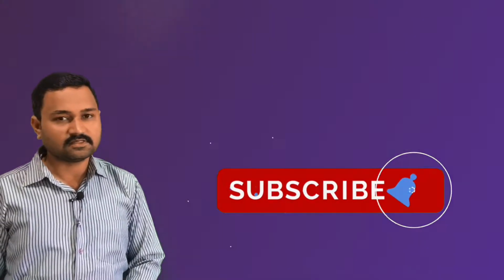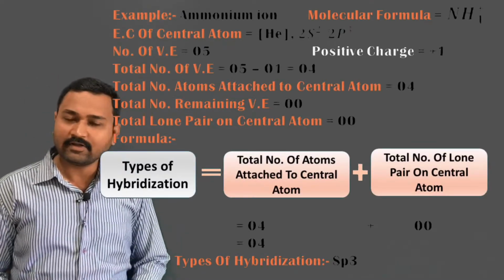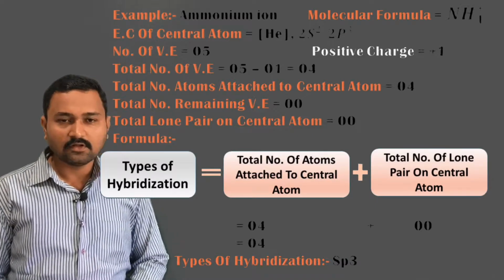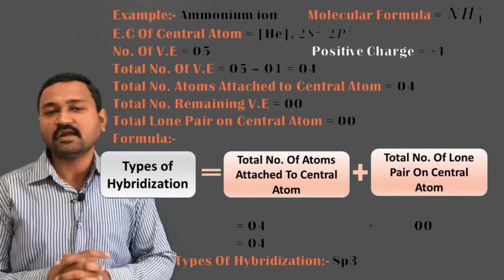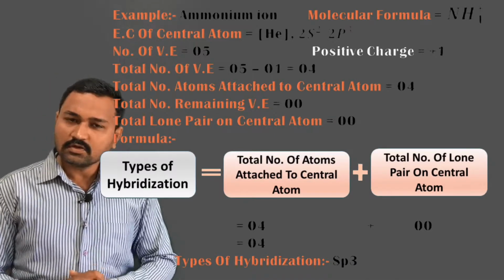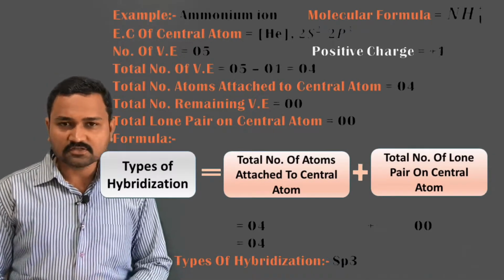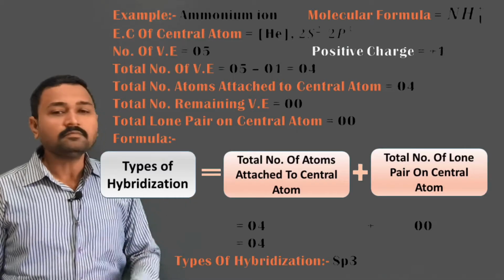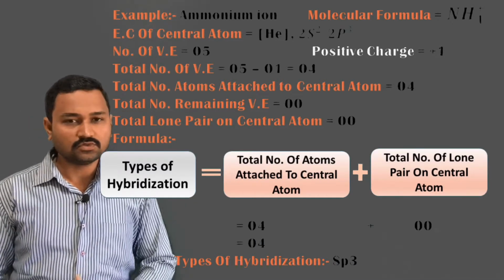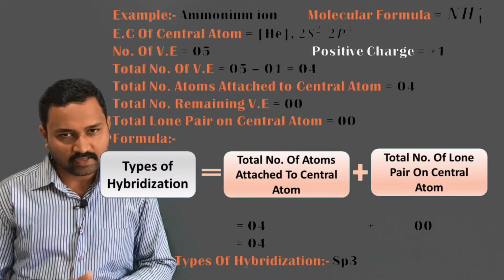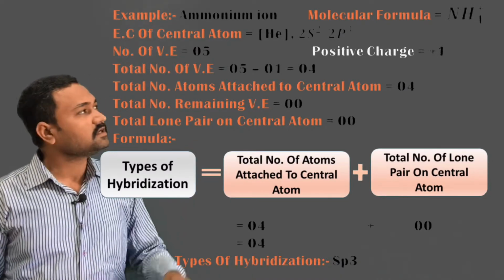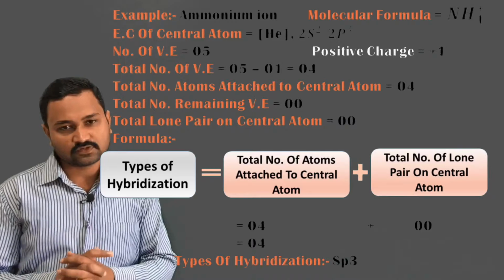Let us consider the second example. Here I have taken the ammonium ion. The molecular formula is NH4+. The central atom is a nitrogen atom. The electronic configuration of the nitrogen atom is helium 2s2 2p3. Here 2s and 2p will contribute to the valence electrons. Therefore, the total valence electrons on the nitrogen atom is 5.